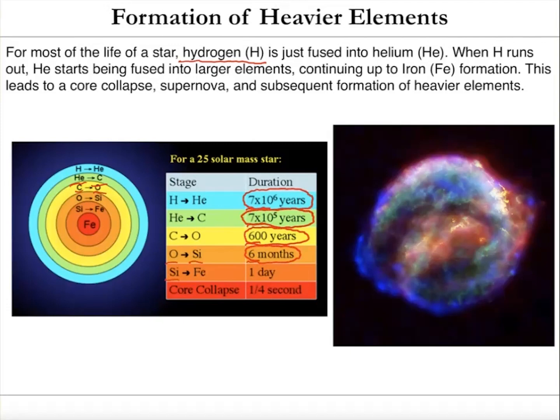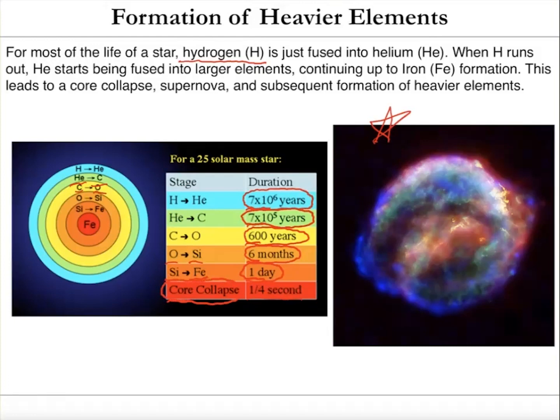That silicon will fuse to form iron, and that only occurs for 1 day. So this is really the end of the life cycle of the star. Once it's formed into iron, that will cause a core collapse. This is when the star goes supernova, and that only takes a quarter of a second, and then that releases a massive amount of energy and material into the cosmos through the explosion of that star.